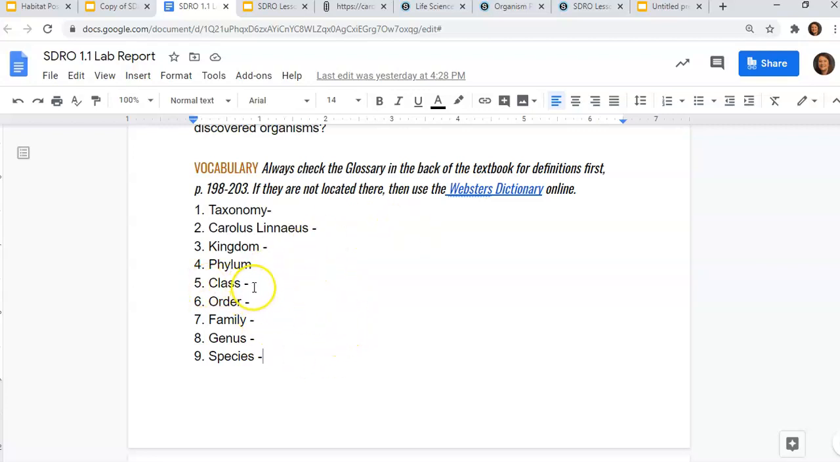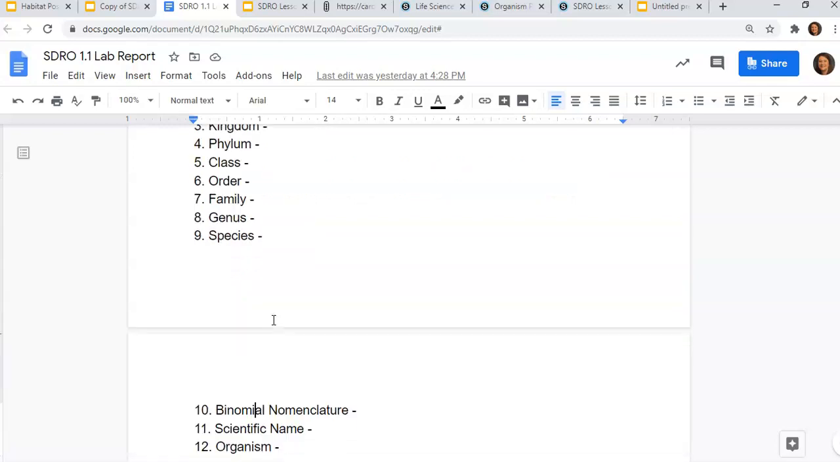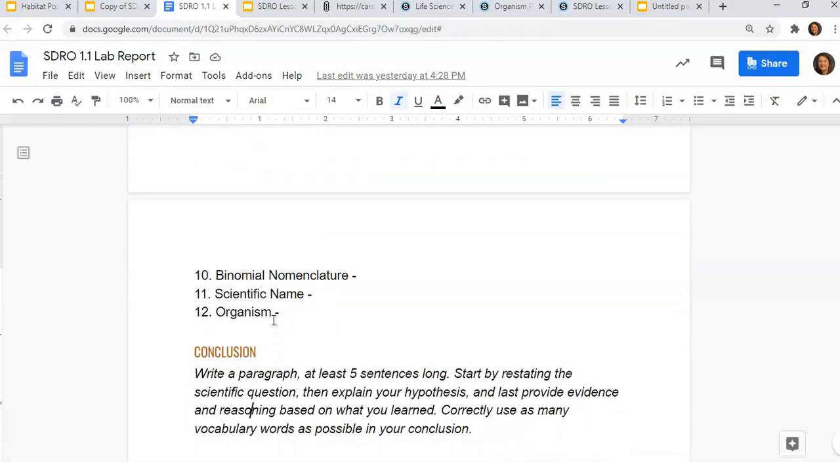Like class, there are many, many different definitions for the word class. We have classes at school, we have different classification levels in science. There's different ways to use the word class, the word order, the word family. So make sure you're choosing the definition that best fits how we're using the words in our science lesson, because many words in the English language have different meanings. Okay, there are 12 words.